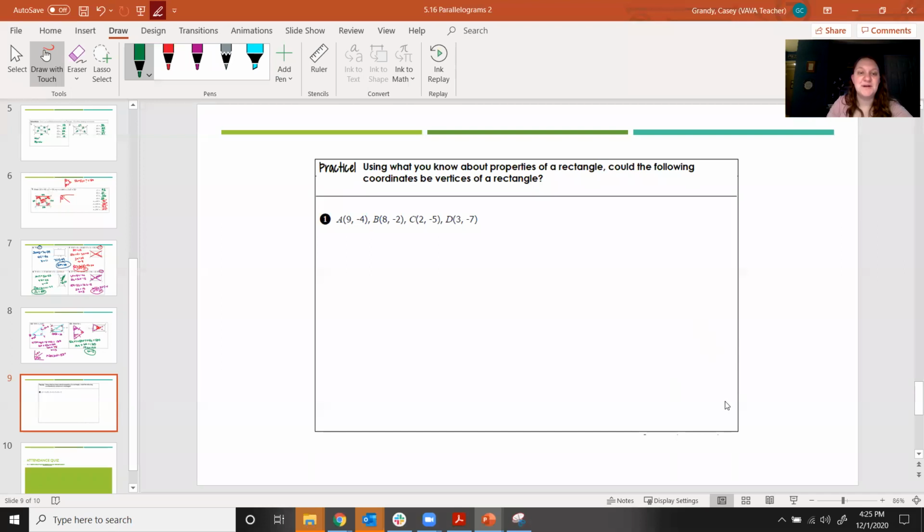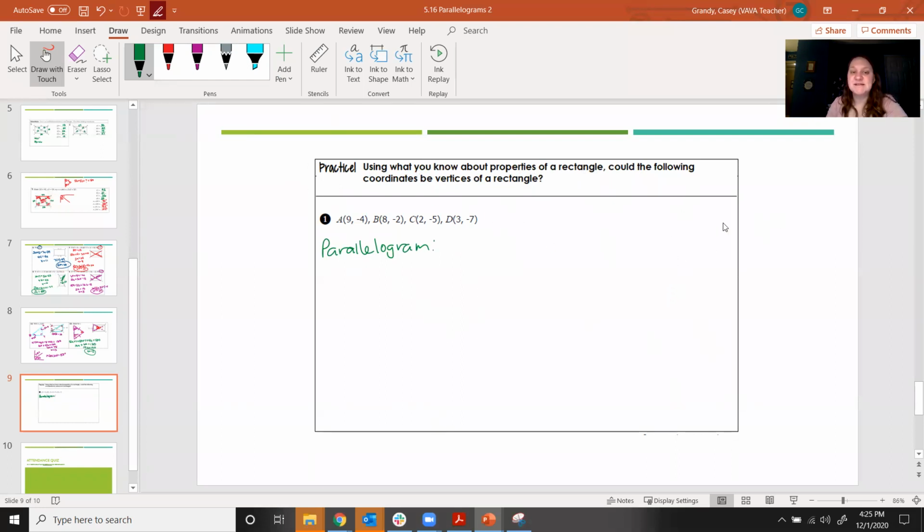Let's look at the next one. We have another coordinate problem. So this one says, using what you know about a rectangle, could these vertices be the coordinates of a rectangle? Well, before you can prove something's a rectangle, you first have to prove it's a parallelogram, because if it's not a parallelogram, there's no way it's a rectangle. If you can prove it's a parallelogram, then you can move on to prove it's a rectangle.